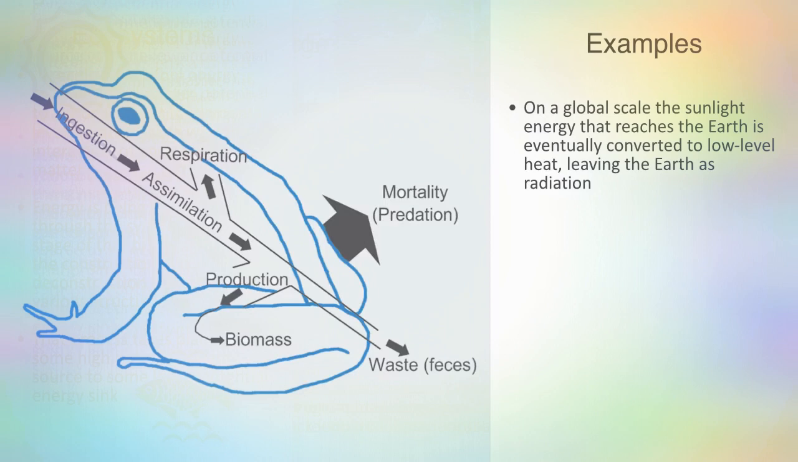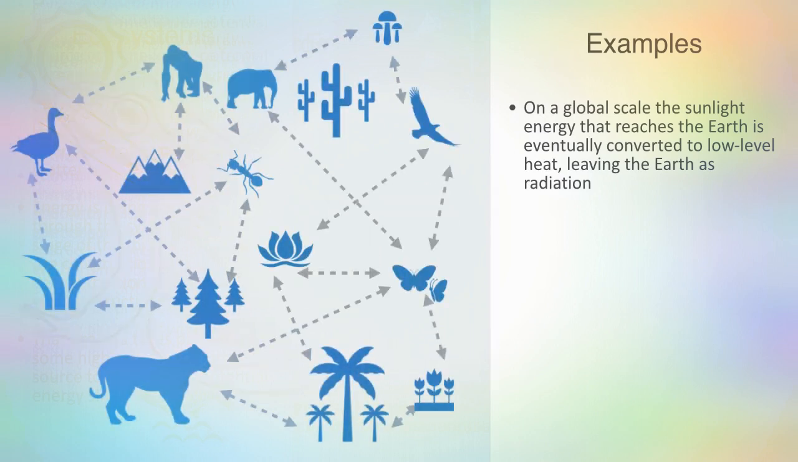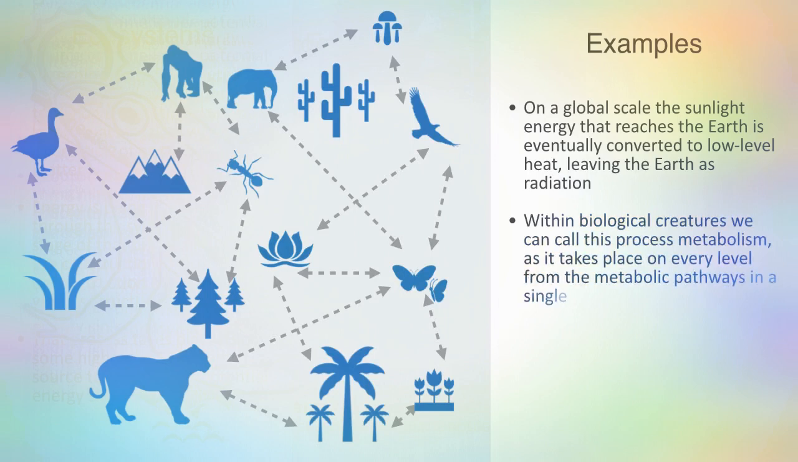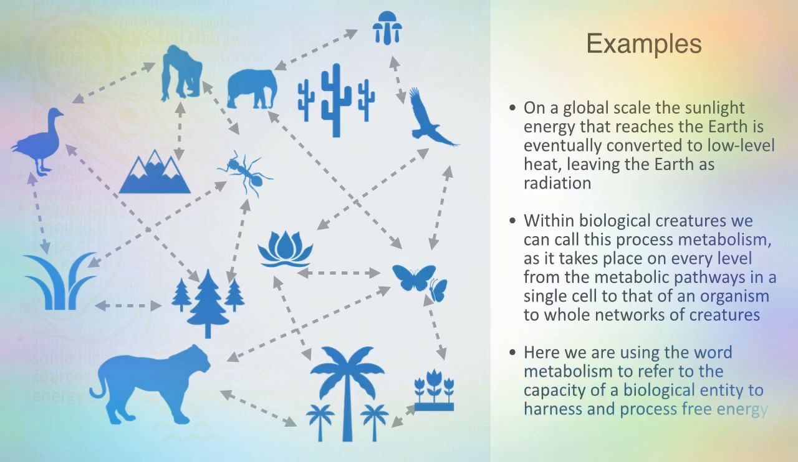Within biological creatures, we can call this process metabolism, as it takes place on every level, from the metabolic pathways in a single cell to that of an organism to whole networks of creatures that form part of macro-level metabolic networks processing energy and resources through the whole ecosystem. Here, we're using the word metabolism to refer to the capacity of a biological entity to harness and process free energy.